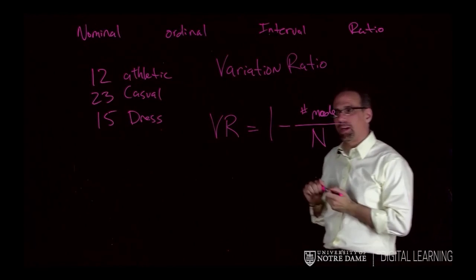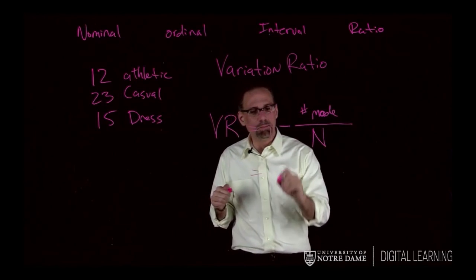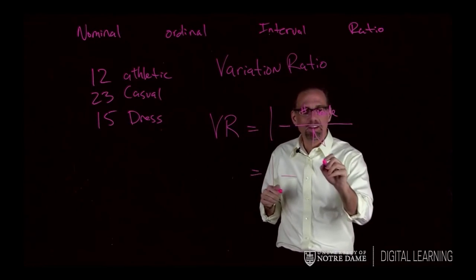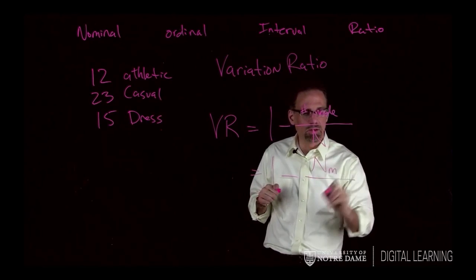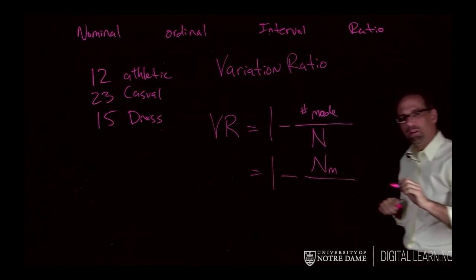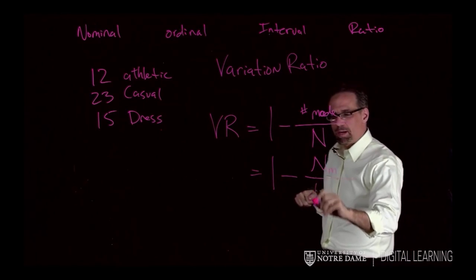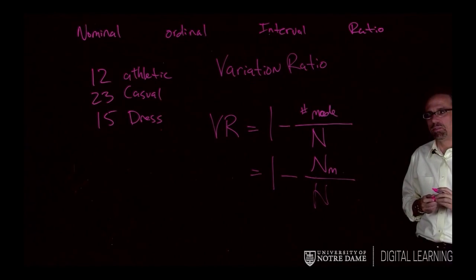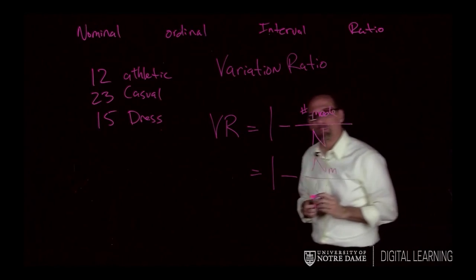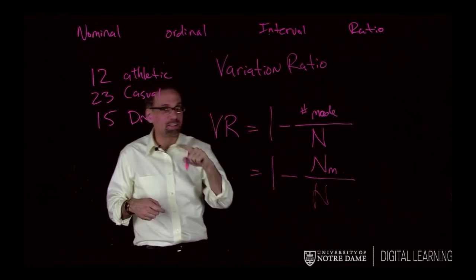Really easy. Just to keep us honest here, you might see something where you have n with a subscript or something like that. So the number in the mode divided by n. That might be how you see the variation ratio formula written out. Okay? So how do we calculate that for our data here?